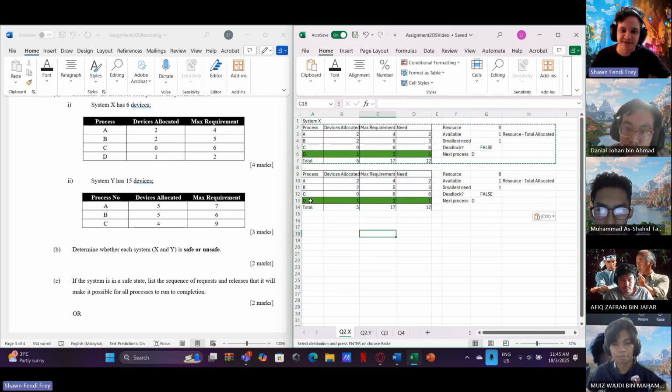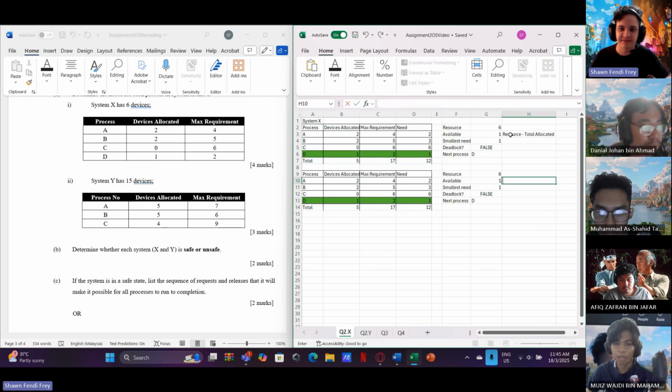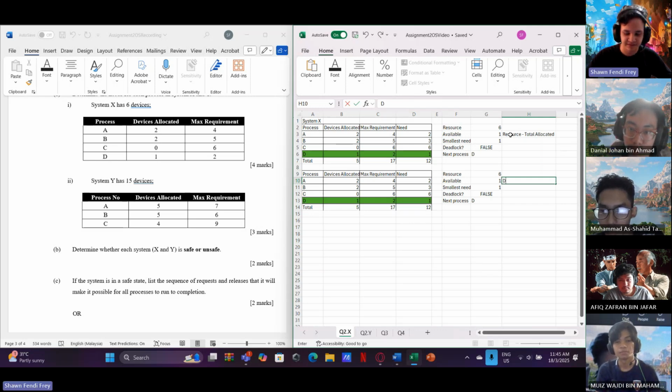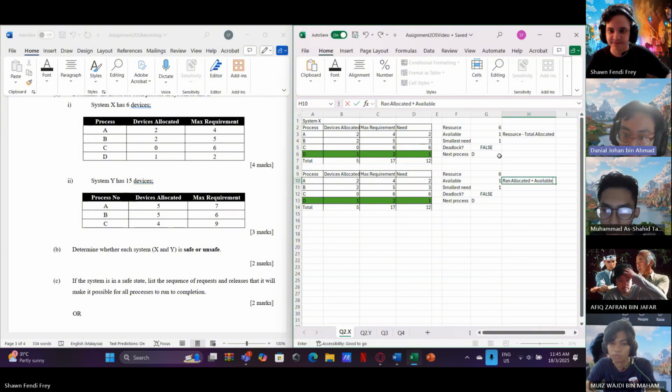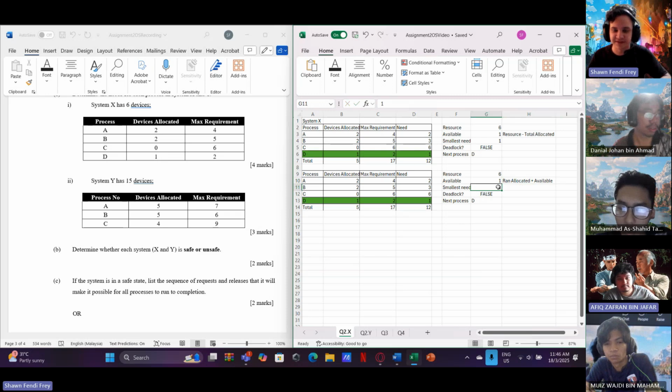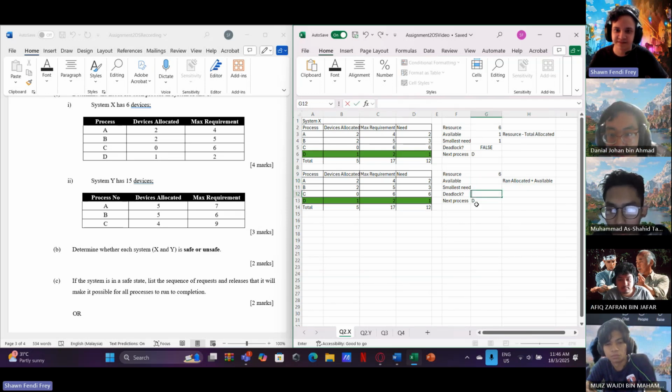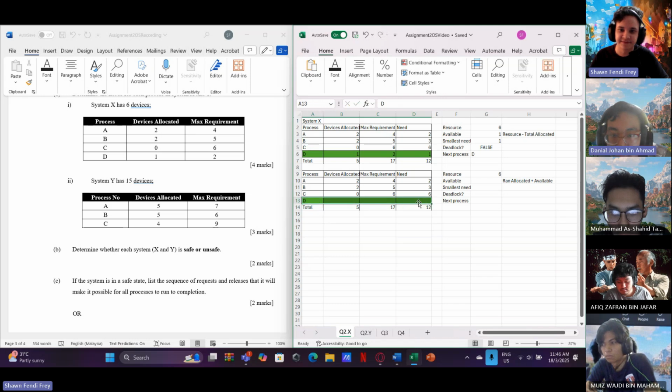All right. For the next table, since D has been run, available is going to be different from here on out. It is going to be ran allocated plus previous available. Is that okay with you guys? Yeah. Okay, so let's get rid of this, we don't know that yet. And because D has run, I'm going to color it gray now.